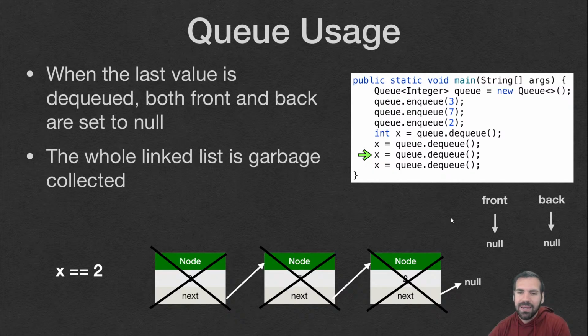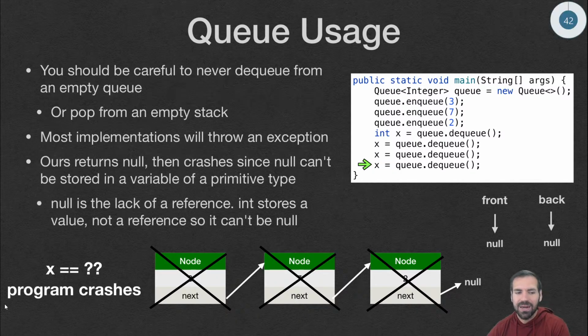And if we dequeue again, we actually are going to get a null pointer exception. Just the way that this is set up, it's kind of a strange situation. But we're going to return null. So we dequeue, we see front is null, so we return null. And then we try to store null into x, but x is a value of int. What null means is there's supposed to be a reference here and there isn't.